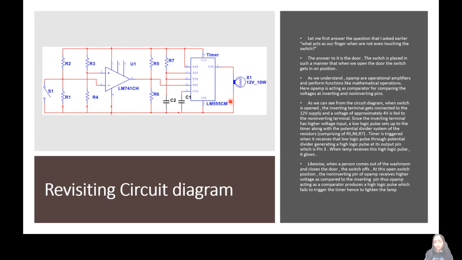Likewise, when a person comes out of the washroom and closes the door, the switch turns off. At this open switch position, the non-inverting pin of the op-amp receives higher voltage as compared to the inverting pin. Thus, the op-amp, acting as a comparator, produces a high logic pulse which fails to trigger the timer and also fails to light up the lamp.